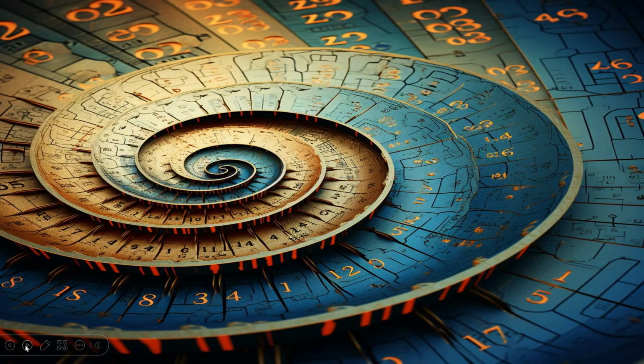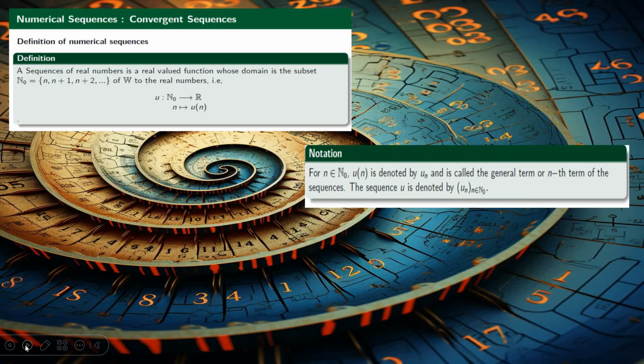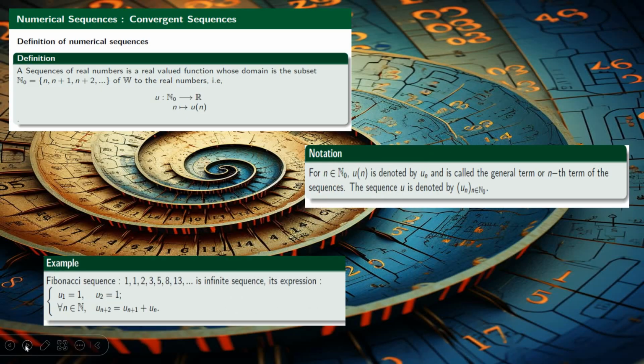Different phenomena in various domains of science and technology can be represented through sequences. Moreover, a numerical sequence is an ordered list of numbers that follow a specific pattern or rule. Each number in the sequence is called a term. There exist different types of numerical sequences, among them: arithmetic and geometric sequences, quadratic sequences, and the Fibonacci sequence, which is given by the following example.